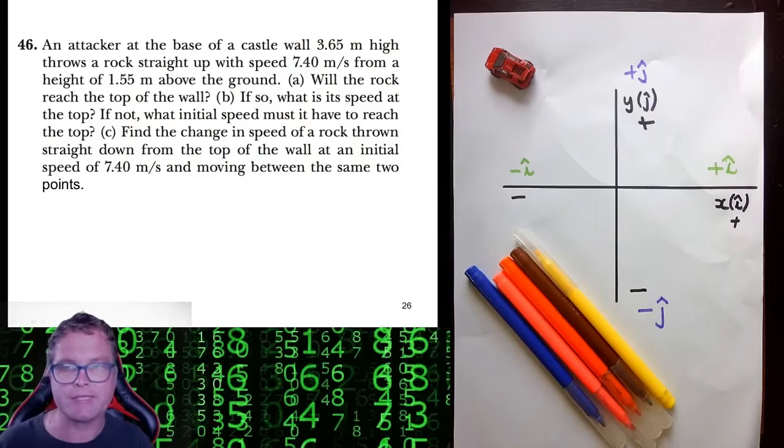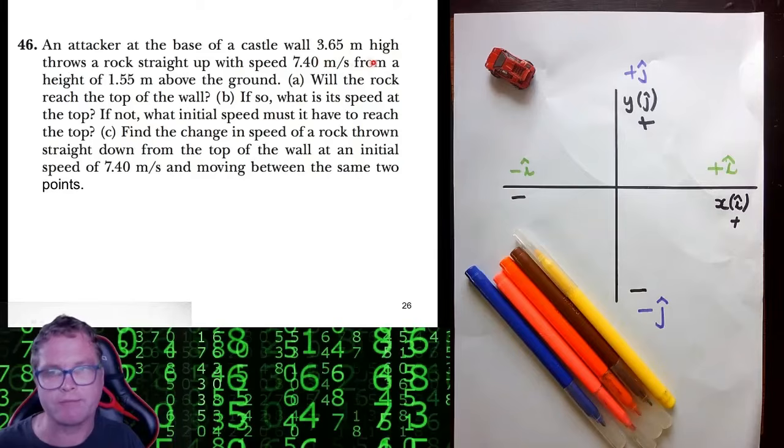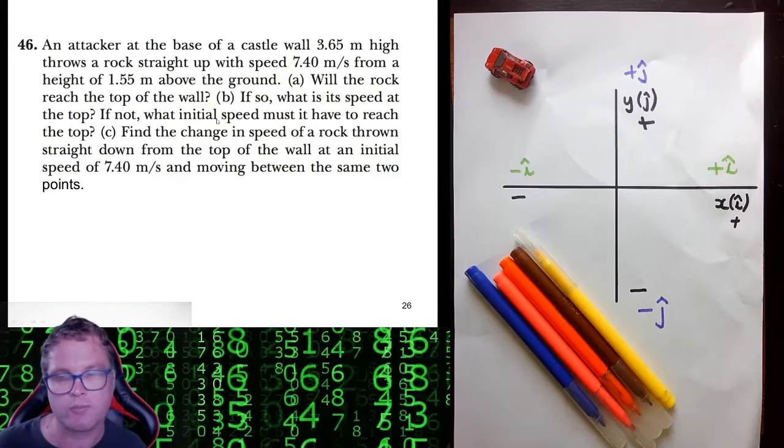So we have an attacker at the base of a castle wall, which is 3.65 meters high. He throws a rock straight up with a speed of 7.4 meters per second from a height of 1.5 meters above the ground. Will the rock reach the top of the wall? The first thing we've been asked is, will the rock reach the top of the wall?